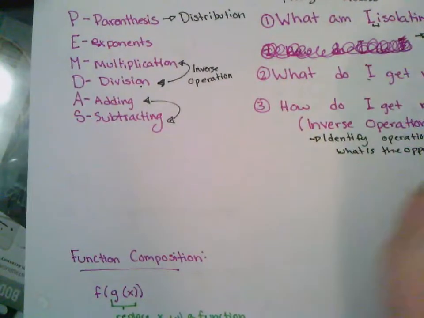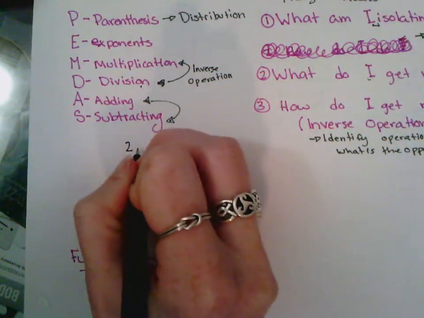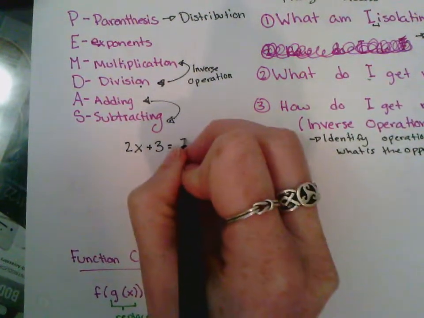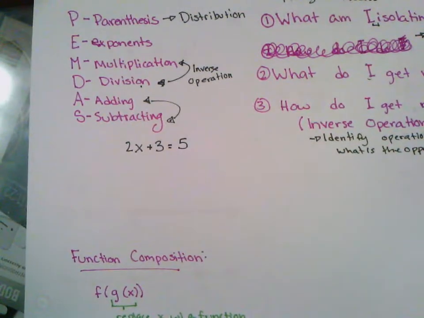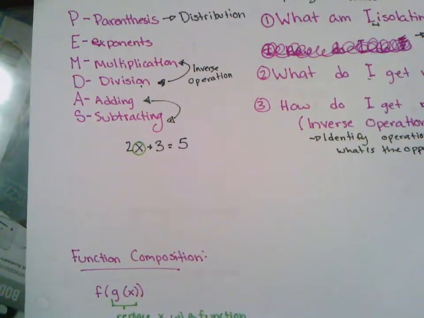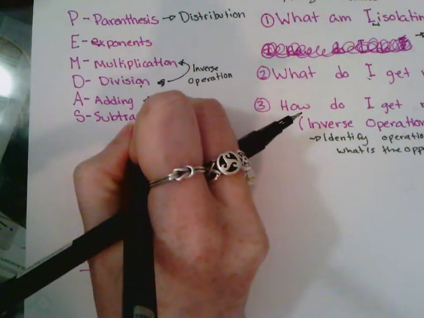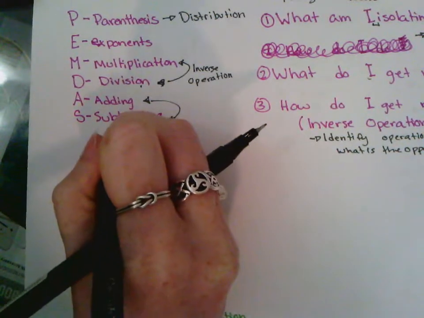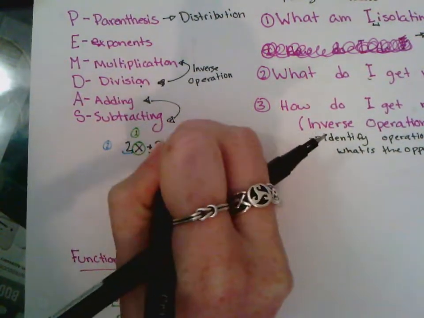So if I'm doing this with actual solving, let's say I have the equation 2x plus 3 is equal to 5. Well, what I want to isolate, that's question 1. What am I isolating? If I'm solving, I typically want to isolate my variable. So x here is what I'm isolating. Question 2 says, what do I get rid of? For that second question, I need to get rid of this 2 and this 3.